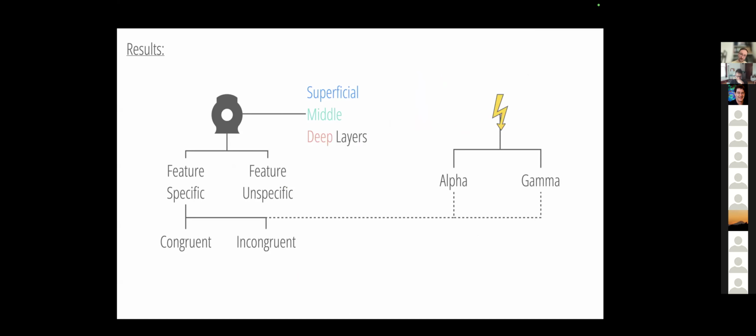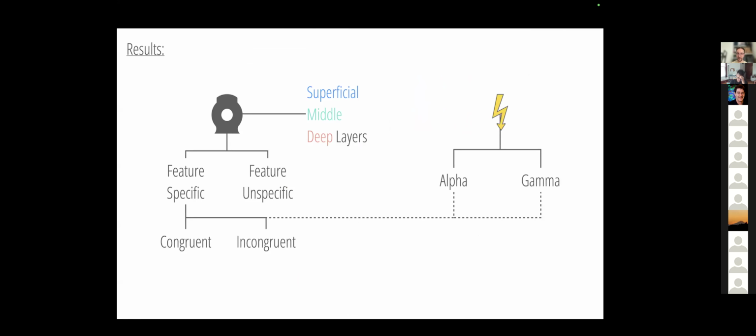Yes, so the final result structure kind of looks like this. We have our superficial, middle, and deep layers from our laminar fMRI. We have feature-specific results and feature-unspecific results. Remember, the feature-unspecific results are those where voxels were selected based on a response to any stimulus. And we have this for alpha and gamma.